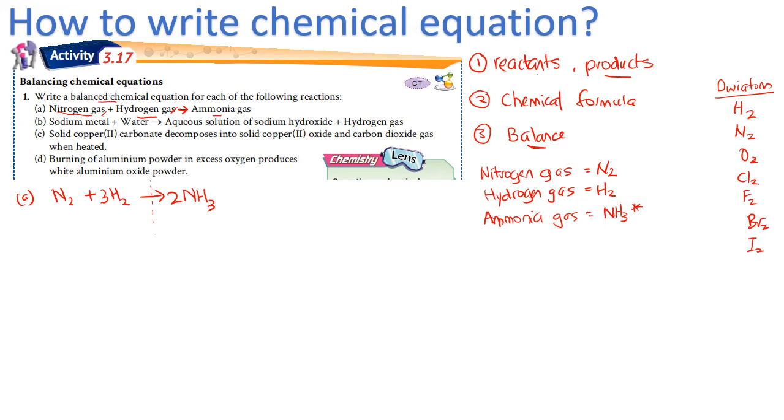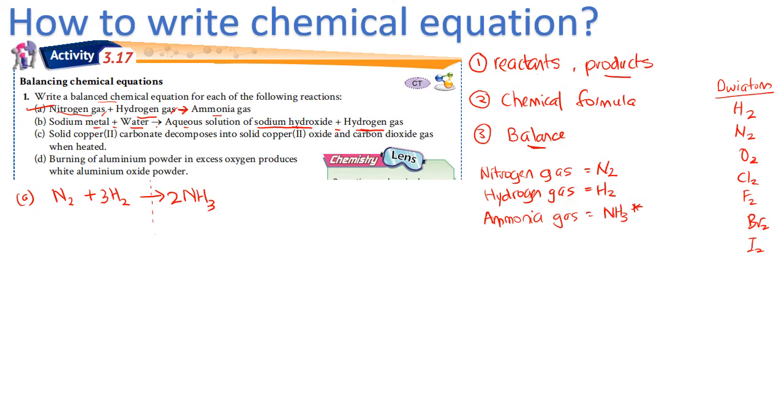Now we look at the second one. Sodium metal reacts with water to produce aqueous solutions of sodium hydroxide and hydrogen gas. So the reactants are sodium metal and water. The products are sodium hydroxide and hydrogen gas. So you identify the reactants and the products, and after that we try to find the chemical formulas.